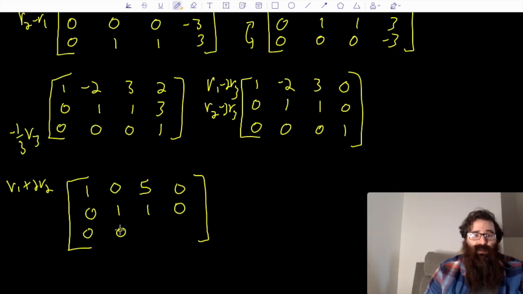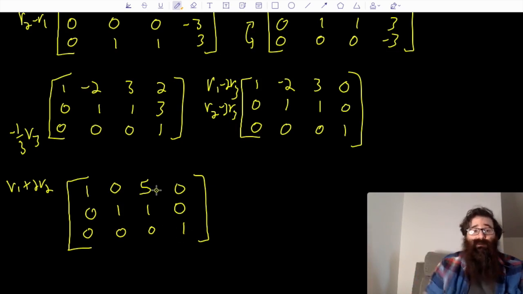Now always check those leading entries, check their columns. Here's my leading entry. The column looks beautiful otherwise. I want the leading one to be the only non-zero entry in its column. Go into row 2, go in from the left, pass through any zeros. There's my leading entry. Its column looks beautiful. Row 3 is the last row to check. Pass through the zeros. There's my leading entry. It's a leading one, which is good. Only non-zero entry in its column.